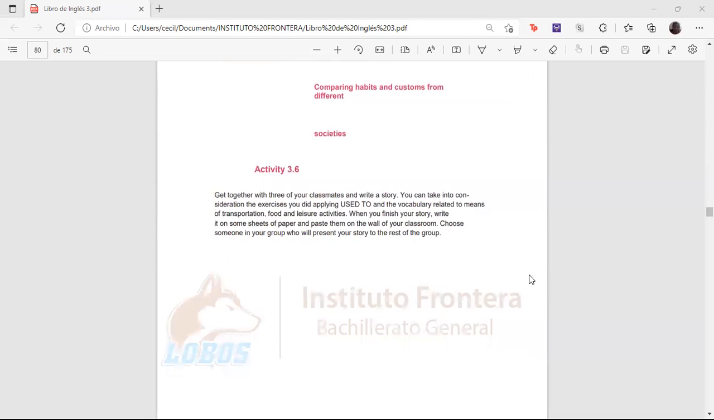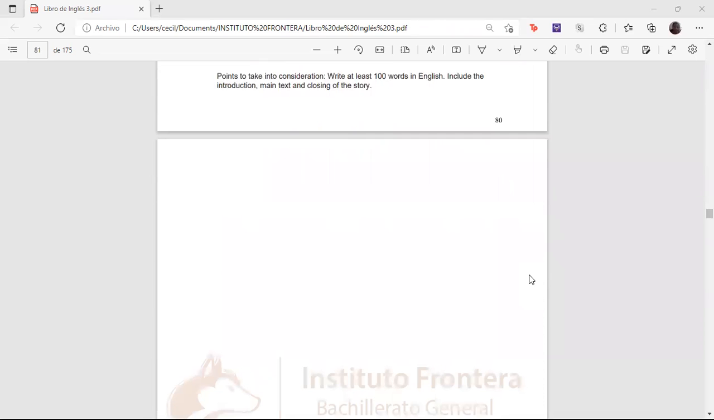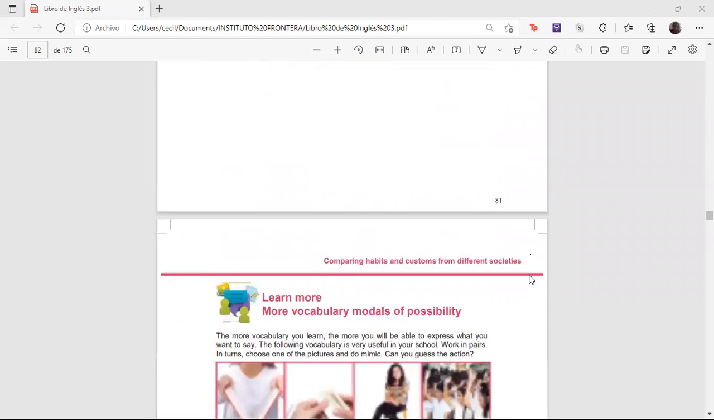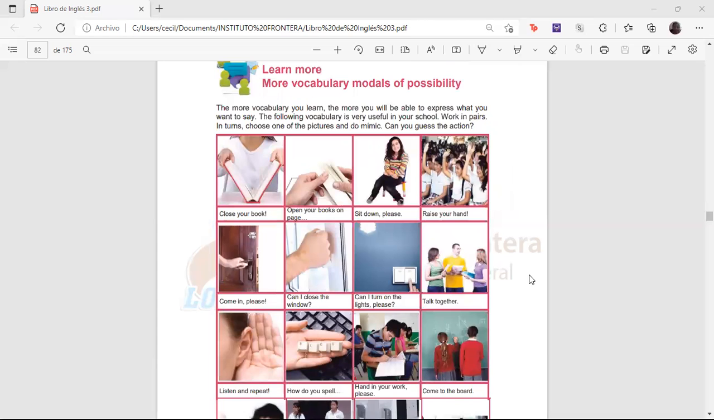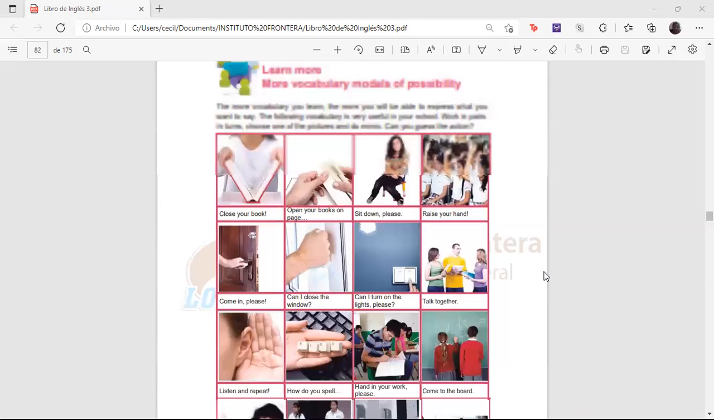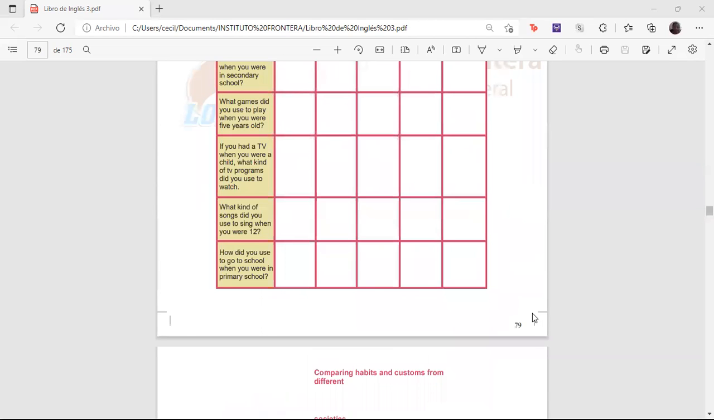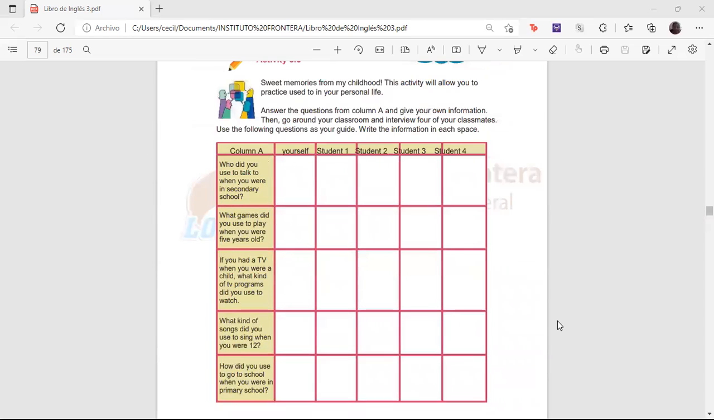Now continue this. We're going to continue over here. Don't worry, I'm going to pass. And we have this one, I guess. Okay. This is going to be the end. And the last one was on page 79. Okay. So this is the end of the activities from this page.